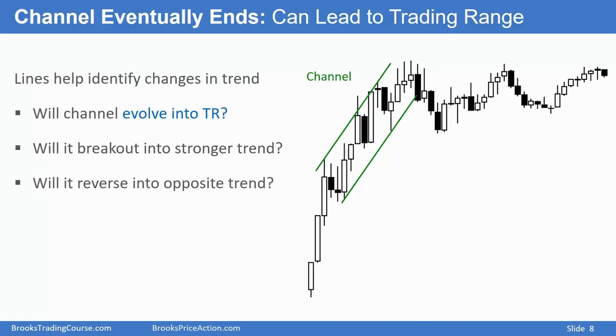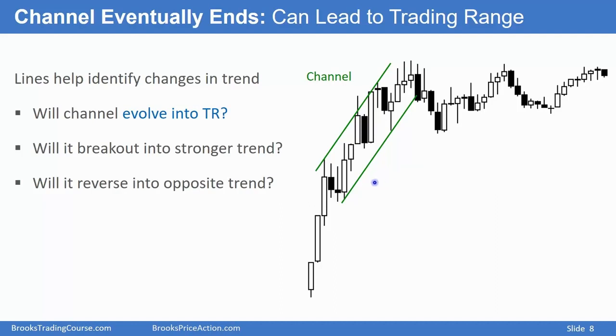Traders are always looking at channels, and one of the reasons is they're looking for transitions. We have a bull trend, very strong breakout, and then a channel. But everyone knows that a channel eventually evolves into a trading range 75% of the time. And if it starts to evolve into a trading range, traders need to know that because they'll trade differently once the market is in a different part of the market cycle.